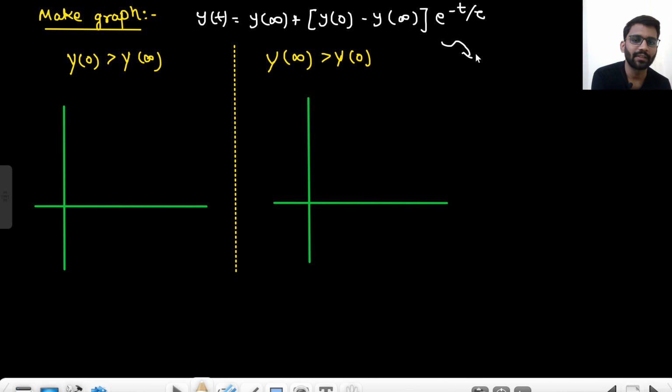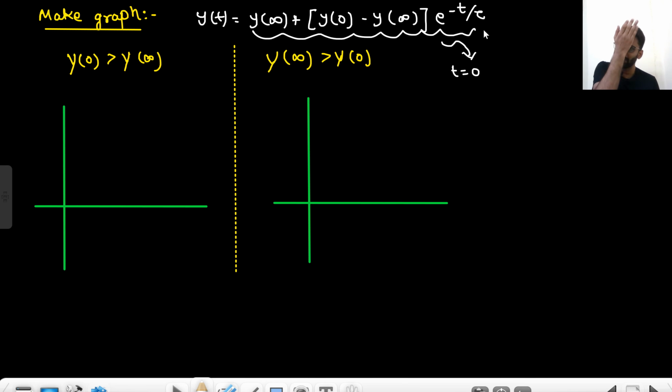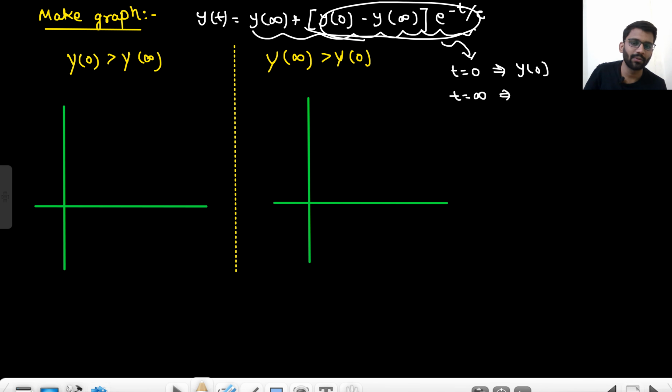Look, if you take this equation, what value will you get at t equals to 0? At t equals to 0, you will get y of 0. That's very obvious. If you put t equals to 0 in this part, this will be 1. Y of infinity will cancel with y of infinity, so you will simply get y of 0. And at t equals to infinity, what will you get? At t equals to infinity, this complete part will go down to 0, because the exponential will be 0. So only y of infinity will be left.